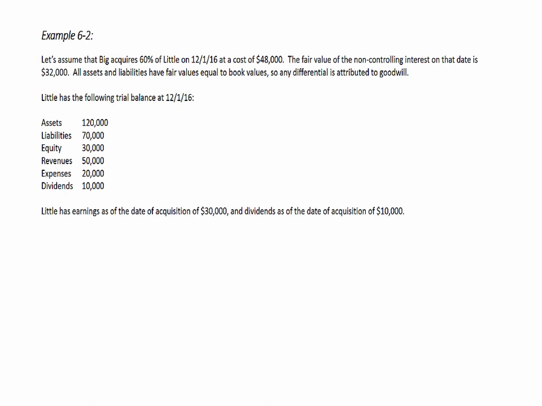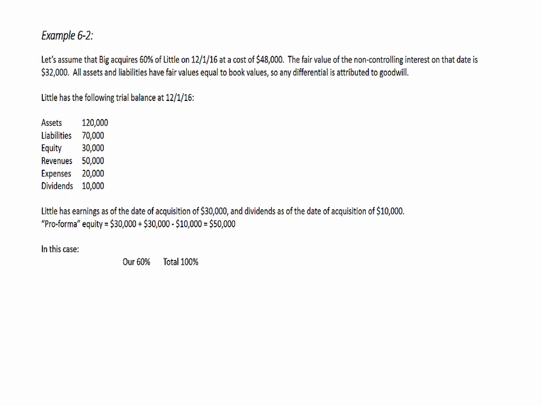Now, Little has earnings as of the date of acquisition of $30,000. Again, that's revenues of $50,000 less expenses of $20,000. And they have dividends as of the date of acquisition of $10,000. So if we were going to do a pro forma closing, we would take the existing equity balance of $30,000, add their $30,000 of income as of the date of acquisition, and subtract their $10,000 in dividends as of the date of acquisition, giving us a revised or updated equity total of $50,000, which is again assets minus liabilities.